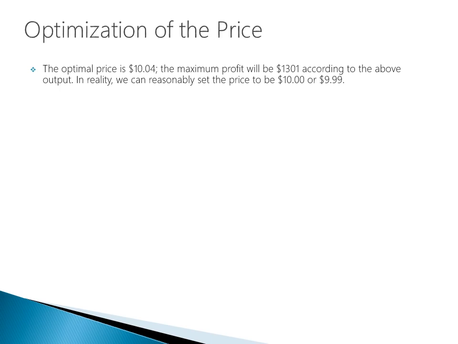Now that we've run our optimization function, we've determined that the optimal price is $10.04, and this is the price that gives us the maximum profit, in this case, meaning $1,300.01. In reality, we can take this $10.04 price and we can set the price to be $10, or if we want to get fancy with our marketing, $9.99.